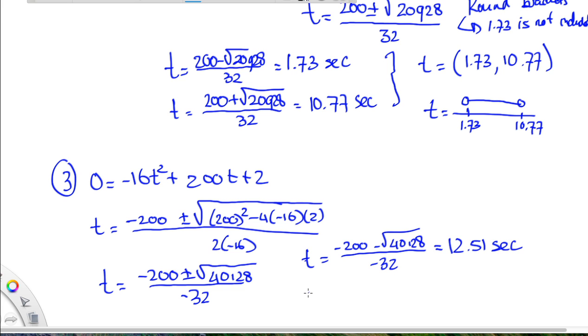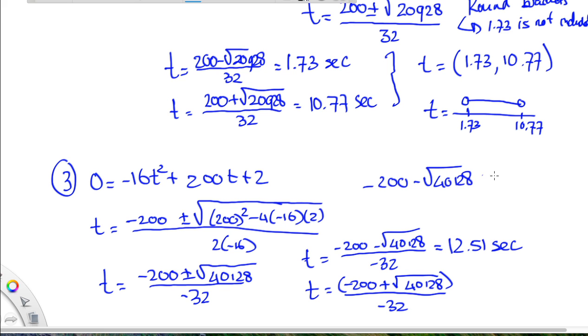If you did the other one first, and you did a negative 200 plus the square root of 40,128, and then divided that by negative 32. By the way, on your calculator, you should have brackets there. If you do this in one step, these are in brackets, and then divide. Or you enter this on your calculator first, then you hit enter, and it gives you an answer, and then you say divide that by negative 32. So you get an answer here, and then divide it. When you do this, you get a negative 0.01 seconds.